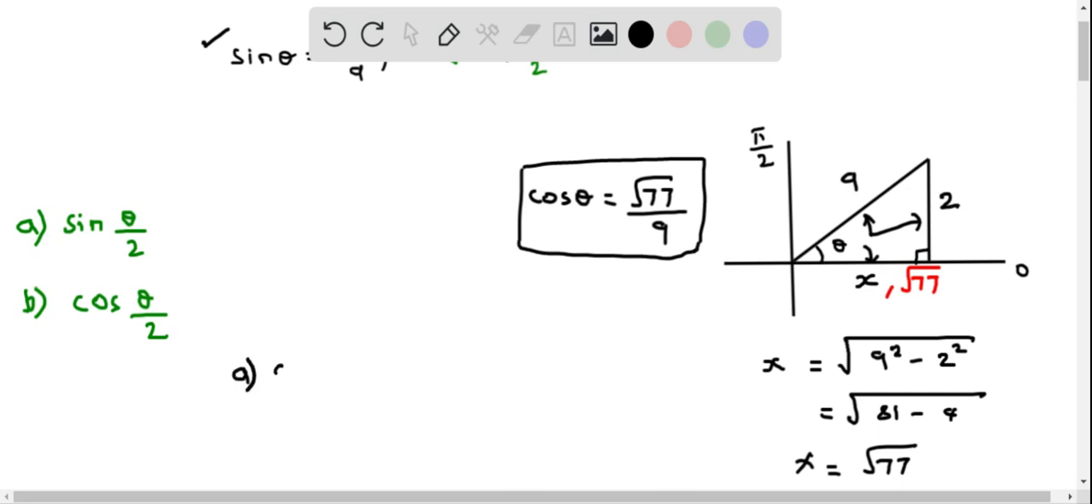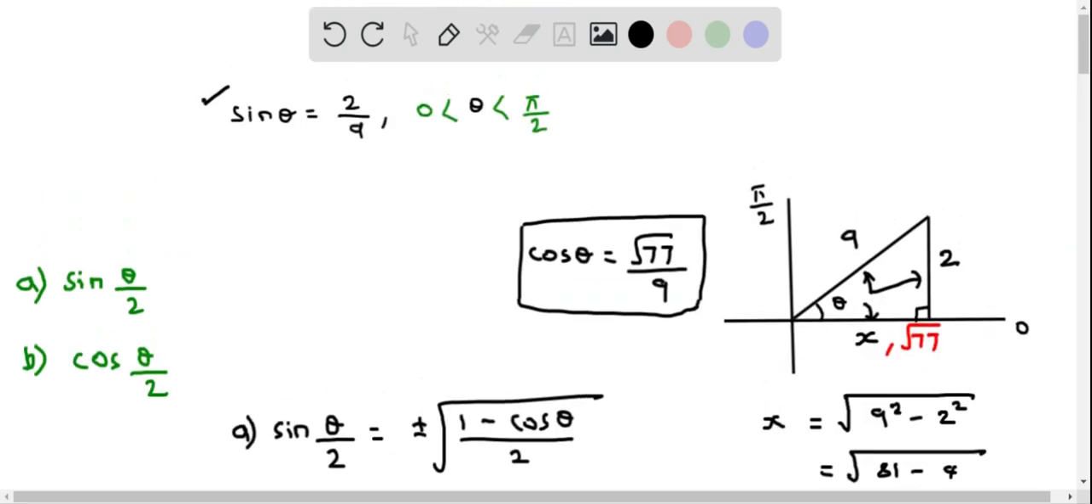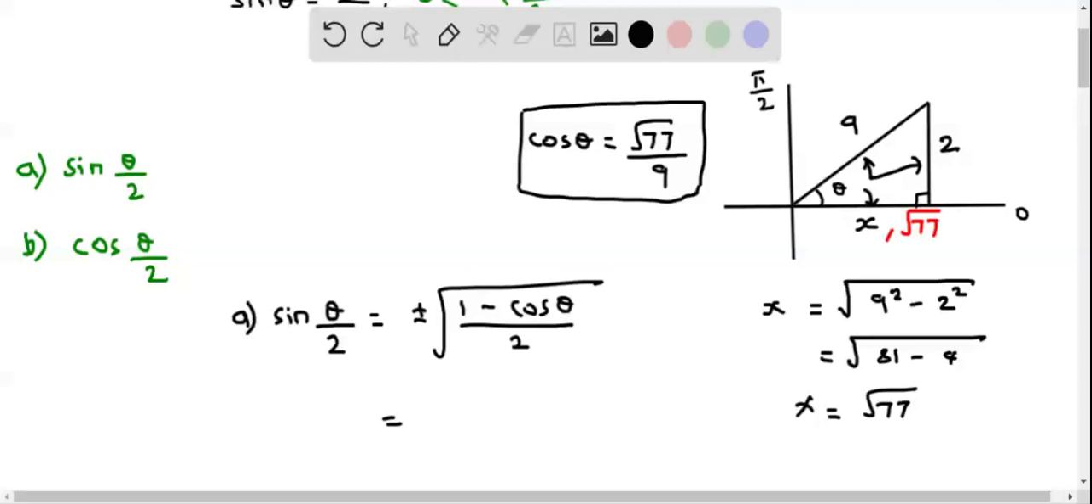So we use the half angle identity for the sine function. According to the half angle identity, sine theta by 2 equals plus or minus the square root of 1 minus cosine theta divided by 2. So here we have to plug in the value of cosine theta and determine the value of sine theta by 2. We are going to remove the negative because theta lies in the first quadrant. So sine theta by 2 will be positive. We consider only the positive value.